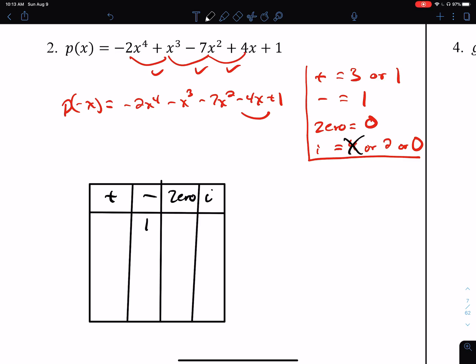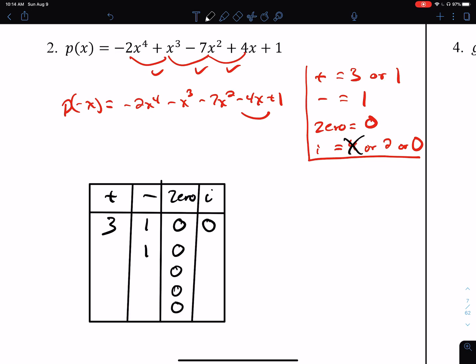The other 3 could be positive. We also know this is 0 all the way through. You don't have to worry about that. So then this will be 0 because 3 plus 1 is 4. Once again, the fundamental theorem of algebra says this is a 4th degree polynomial, so there are 4 roots. We need these columns to add up to 4.